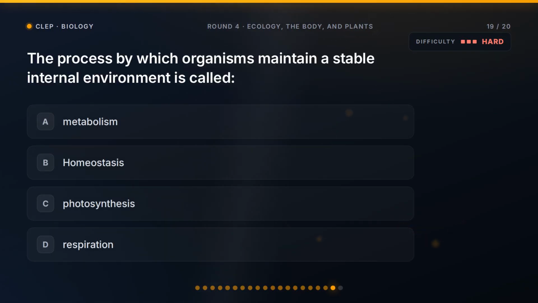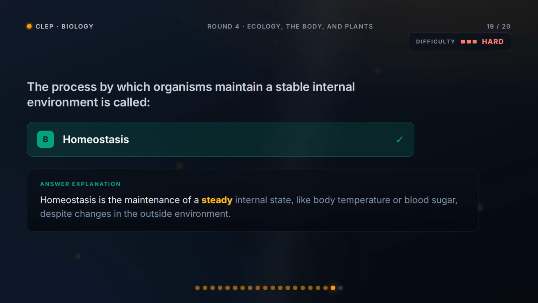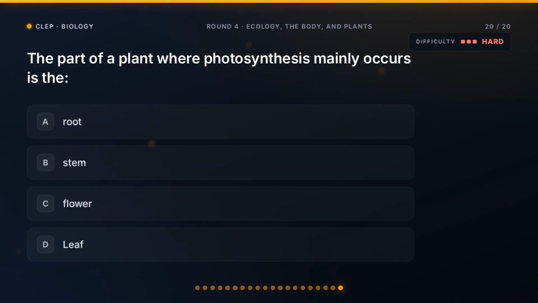Question 19. The process by which organisms maintain a stable internal environment is called A. Metabolism. B. Homeostasis. C. Photosynthesis. D. Respiration. The answer is B. Homeostasis. Homeostasis is the maintenance of a steady internal state, like body temperature or blood sugar, despite changes in the outside environment.